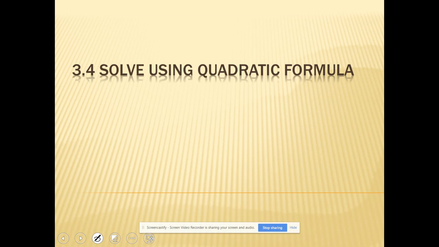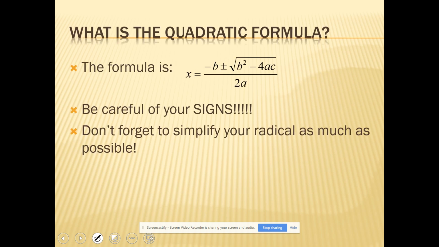And welcome back, everybody. We're still talking about solving quadratic equations. So far, we've solved by graphing, square roots, factoring, and completing the square. So our last method is using the quadratic formula. Remember, we're talking about ax squared plus bx plus c is equal to 0. When we have that, then we have the opposite of b, plus or minus the square root of b squared minus 4ac all over 2a.